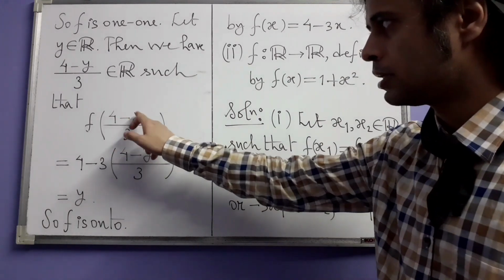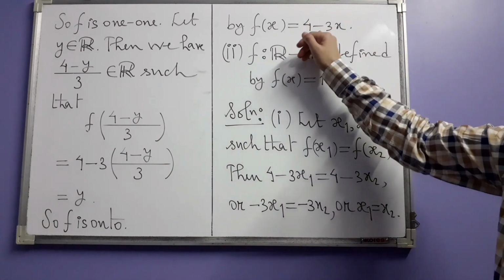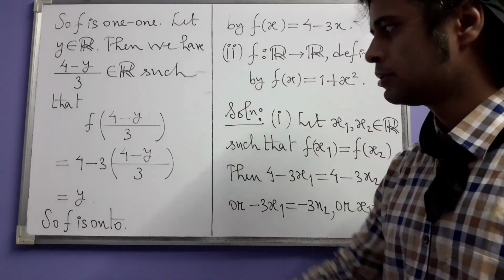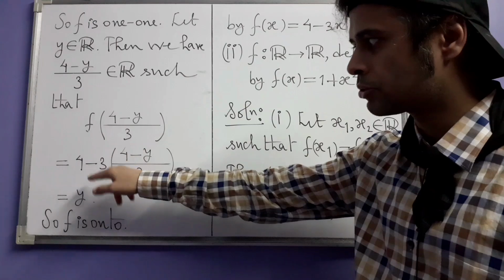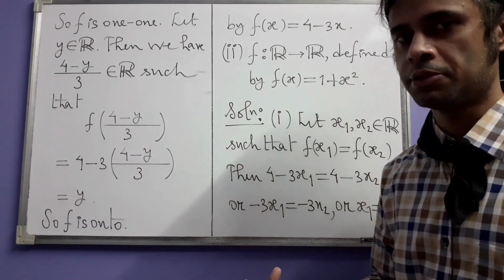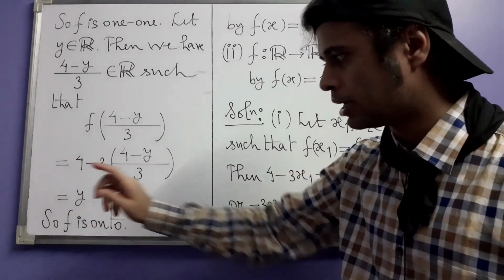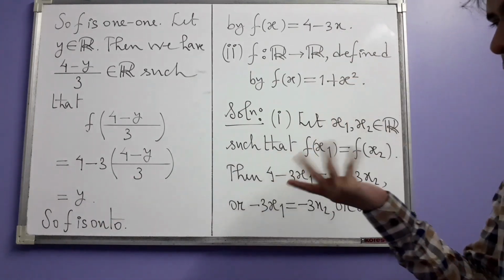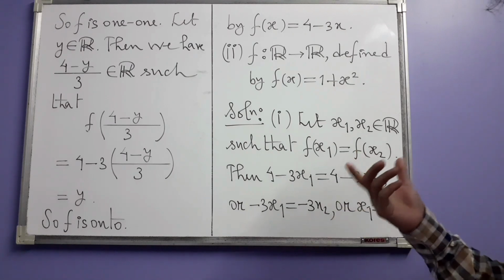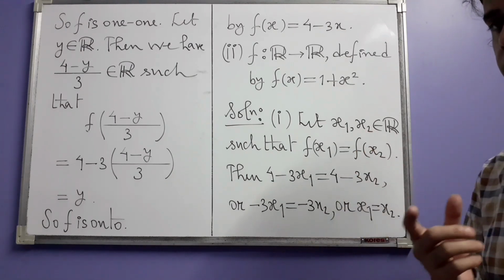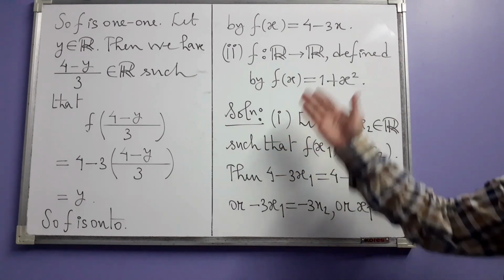If you calculate f of (4 minus y) divided by 3, it will be 4 minus 3 times that. So first the 3's will cancel each other, leaving you with 4 minus (4 minus y). That means 4 minus 4 plus y, or y. So that is why this f is also onto. And you have to write one more line, that being 1-1 and onto, f is thus bijective as well. And next let us see part 2.